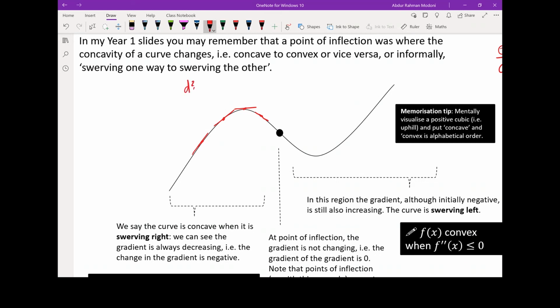So what can we then say about the rate of change of the gradient here? What can we say about d2y by dx squared for this section all the way up to here? It's negative, because the gradient is becoming less and less. It's becoming more and more negative. So here we expect d2y by dx squared to be less than 0.